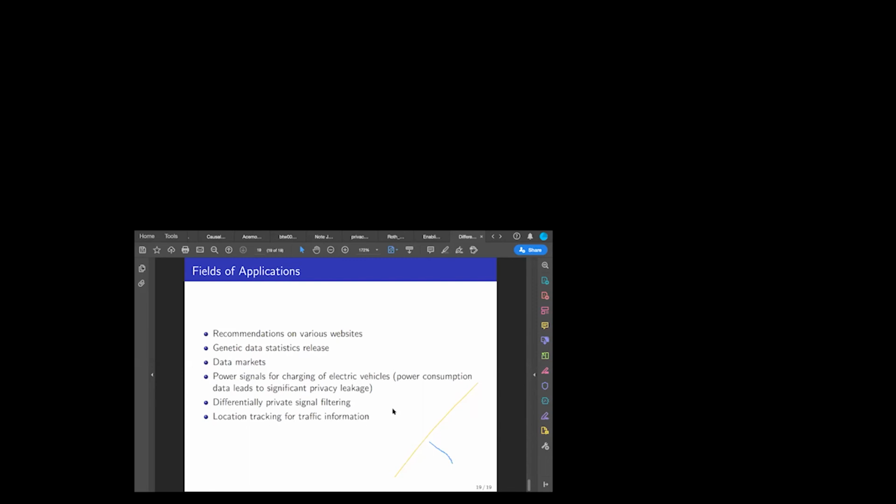Then there's differentially private signal filtering, and location tracking for traffic information, where your location is also private data for you. So even that can be released using differential privacy. There are a lot more applications, and these are just a few that I listed. So you can see how handy this particular technology is. That's it. I think I'd like to conclude my talk.